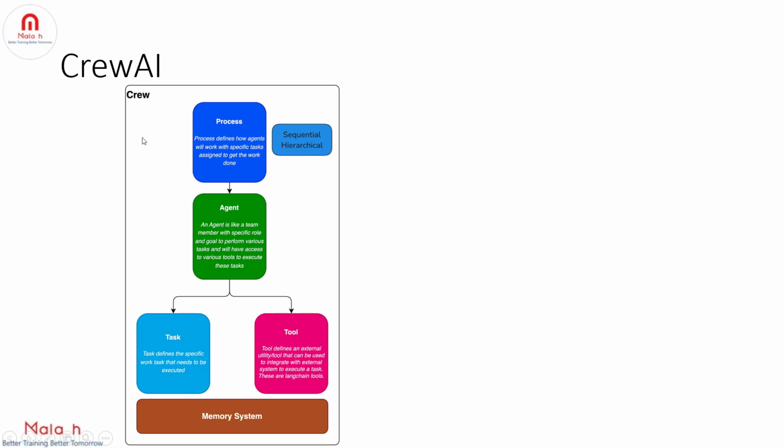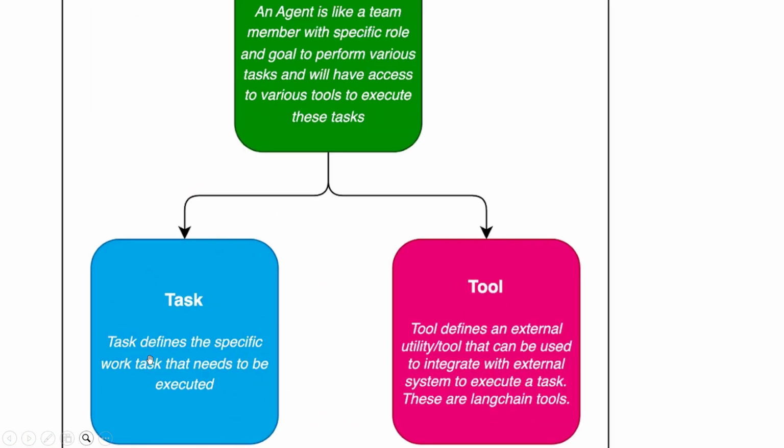So an agent is like a team member in the crew with a specific role, background story, goal, and memory. And the agent is the core performer of the tasks assigned within the framework, right? And each CrewAI agent is a LangChain agent because this CrewAI is built on top of LangChain, right? And the next one is task. So task defines the specific work task that needs to be executed. So task, as the name suggests, is the specific task that needs to be executed by an agent. And an agent will perform the task that is assigned.